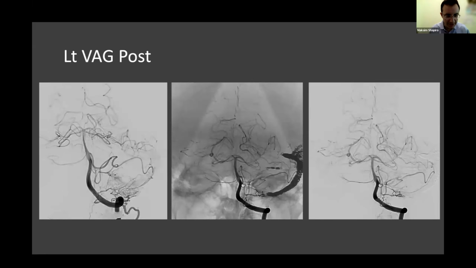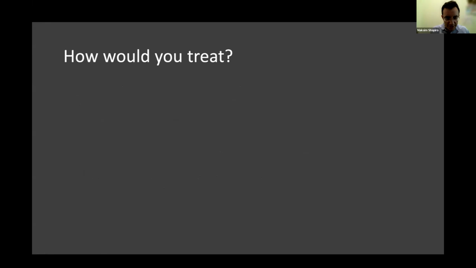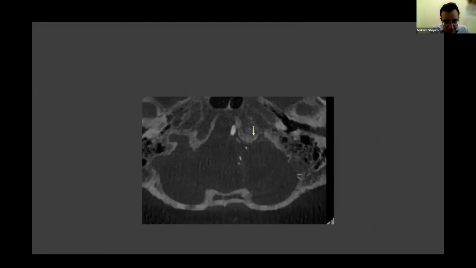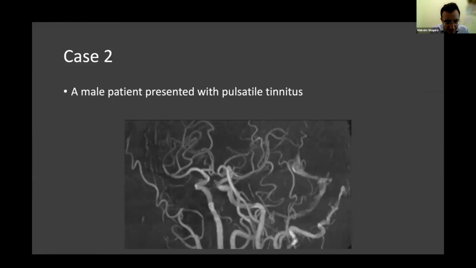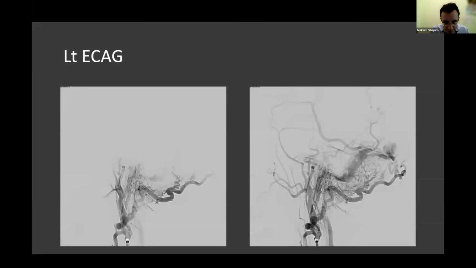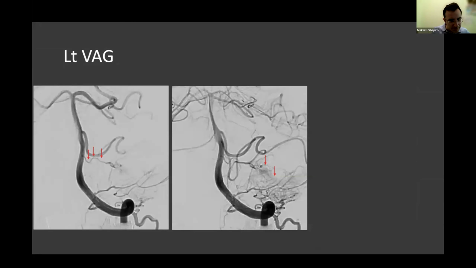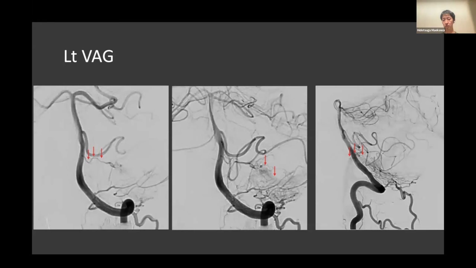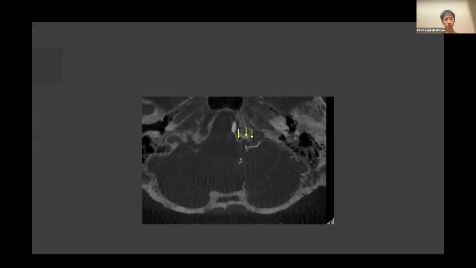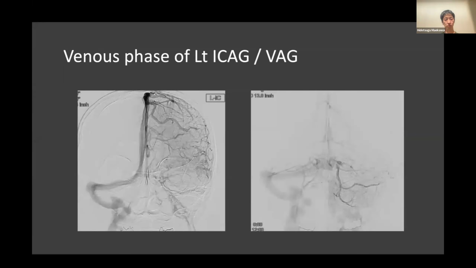Let's go back to maybe some more diagnostic images to see. Okay. So this is the PL feeder. Okay, any comments, thoughts?